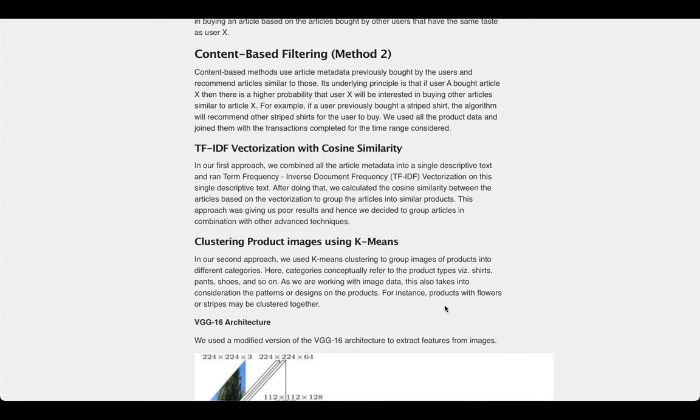Our second method was the content-based method. Content-based methods use metadata of articles previously bought by the users and recommend articles similar to those. Its underlying principle is that if a user A bought article X, then there is a high probability that user A will be interested in buying other articles that are similar to the article X. For the content-based methods, we followed two approaches.